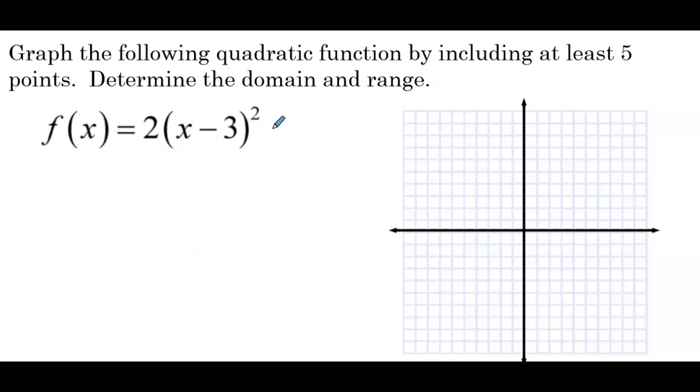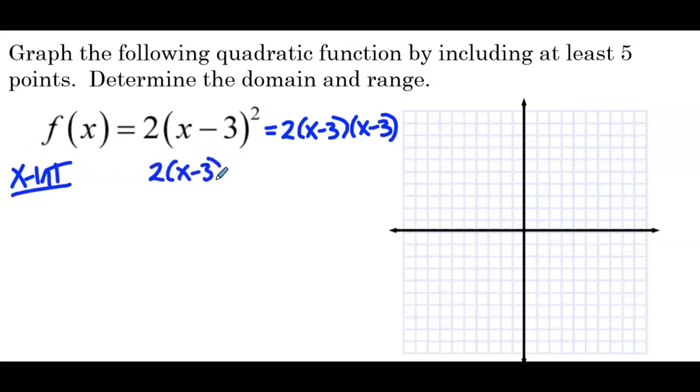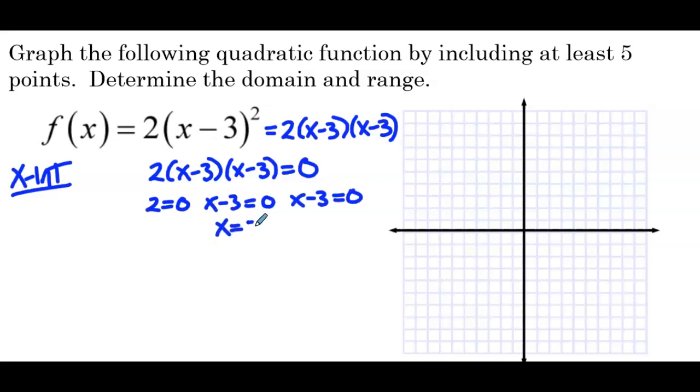Okay, so if we wanted to, we can rewrite this as 2 times x minus 3 times x minus 3. So let's start with the x-intercepts. Those are going to happen when our factors are equal to 0. So we'd have 2 equals 0, x minus 3 equals 0, or x minus 3 equals 0. So x equals 3, x equals 3, 2 doesn't equal 0. So we only have one x-intercept.